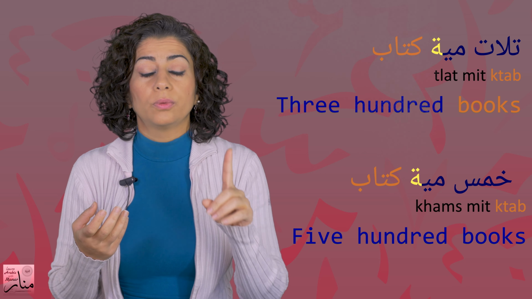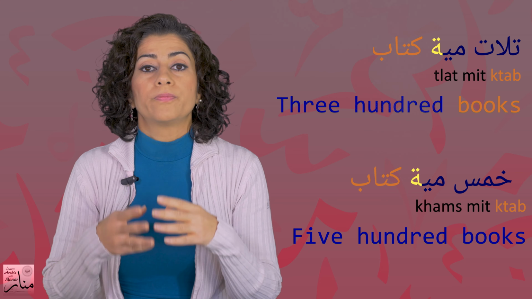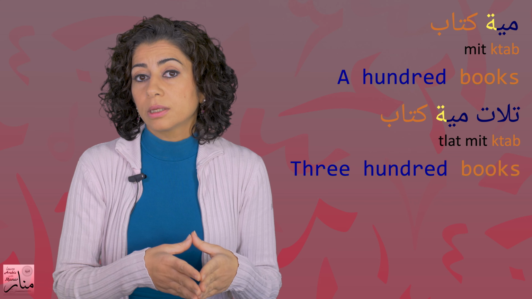It is a book and we are using the singular. 100 كتاب, 300 كتاب, 500 كتاب. Now let's talk about thousands.